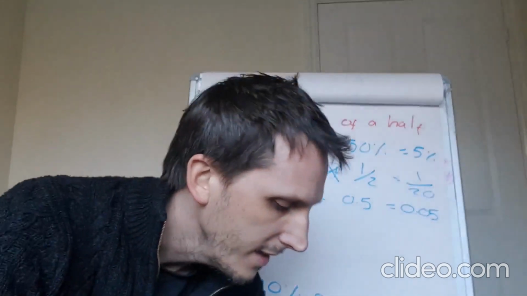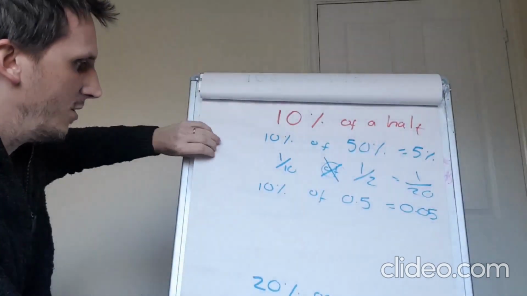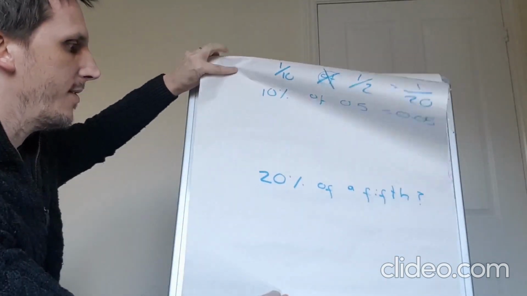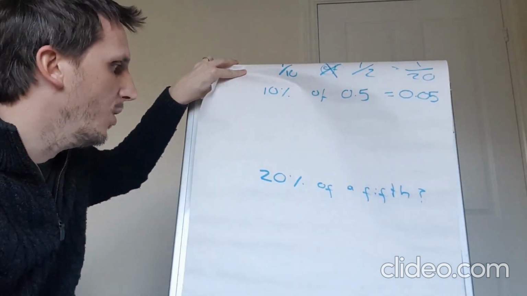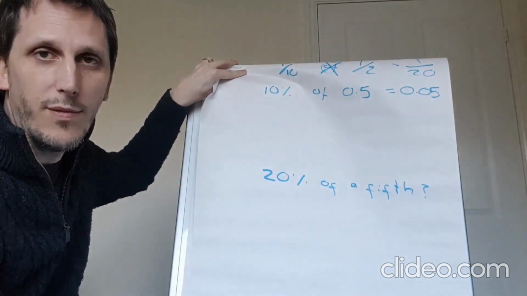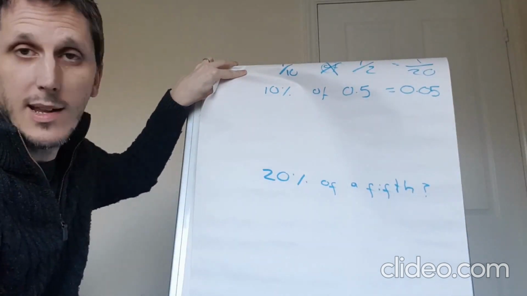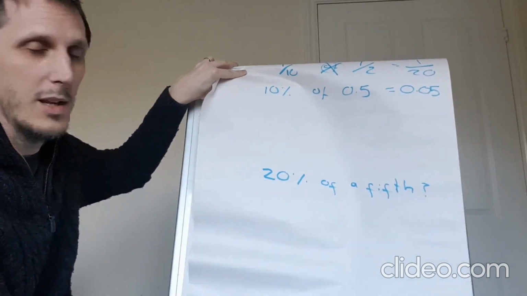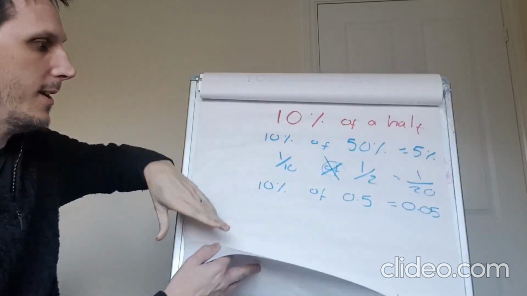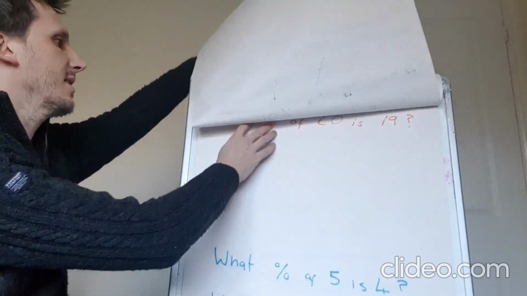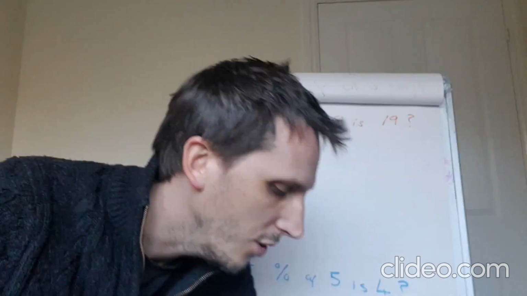So, Ruby, let's see if you've understood it. Could you have a go at this question here then, please? What is 20% of a fifth? And could you email us and let us know what the answer is, or put it on the class blog? Okay. If you need more help, please just ask, and we'll either do it via the blog, by email, or on another video.